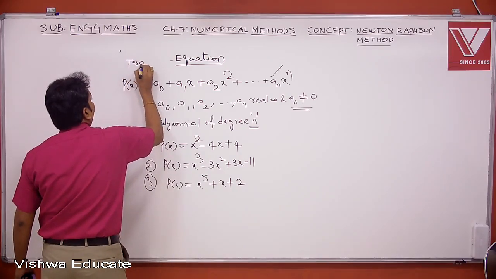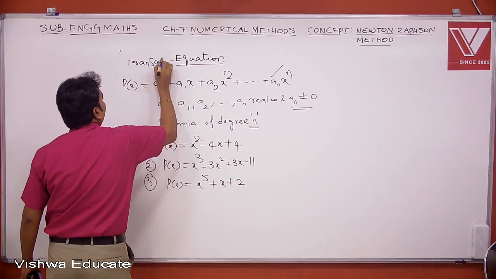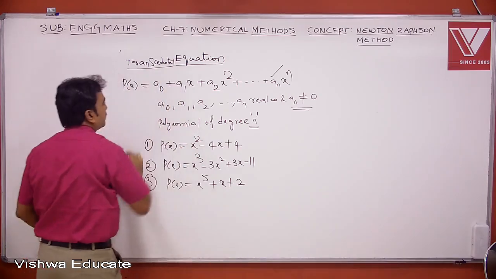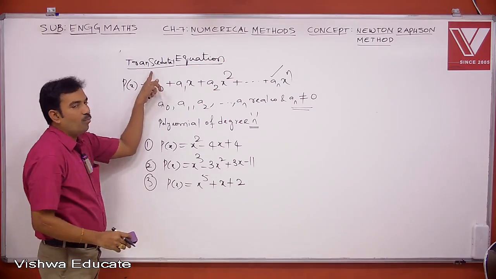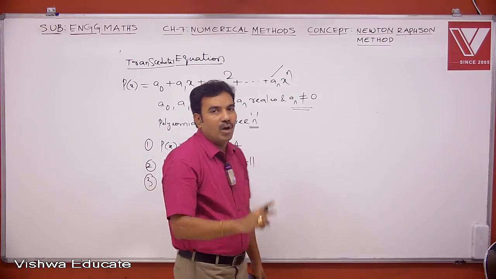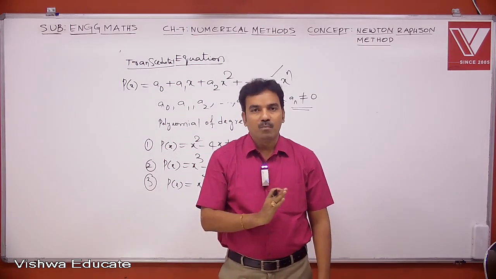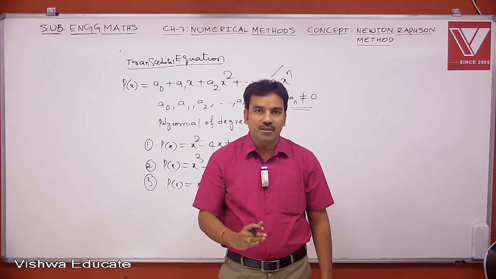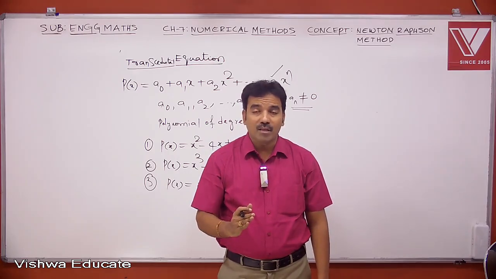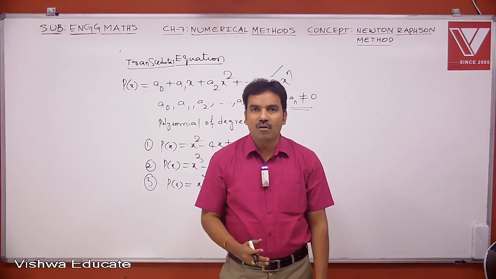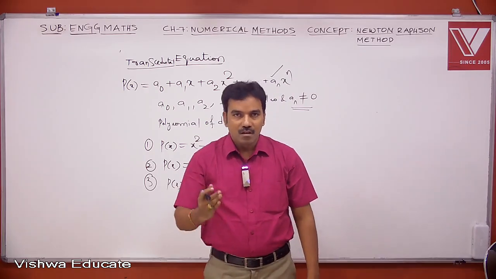Next definition, transcendental equation. Now generally in the mathematics world we have two types of equations, polynomial expressions and non-polynomial expressions. So an equation which is not a polynomial expression, or an equation which is not an algebraic equation, is called a transcendental equation. Let us see examples.